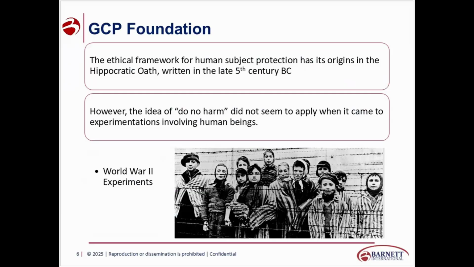So I think it's important to remember where this comes from because it still drives the intent. This still drives our core principles. What we see is the change in terms of how we adapt these principles, but the concepts are the same. So we know that this originally came from World War II experiments. This was sort of the driver to have this international guidance.